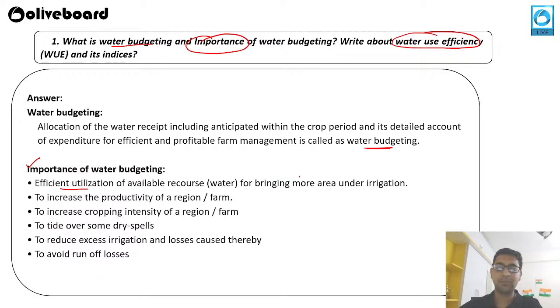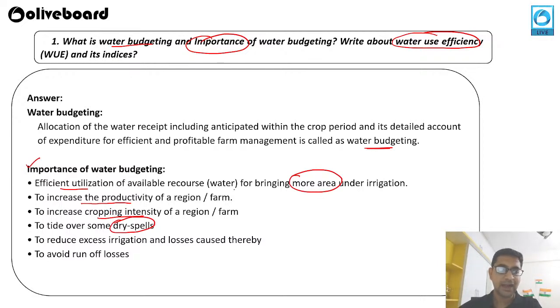And you can also bring more area under irrigation practices. Then it will help increase the productivity per farm per region. It also helps in increasing the crop intensity. And it also makes sure that there are no dry spells, because water is very important and moisture is very important for the crops to grow.